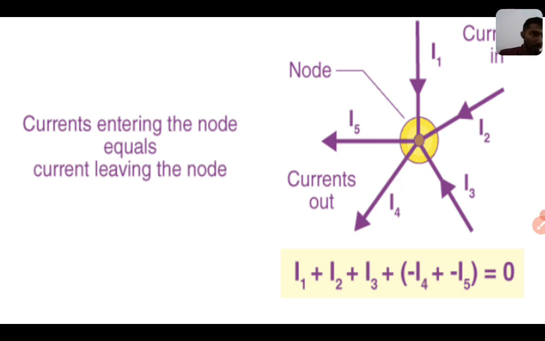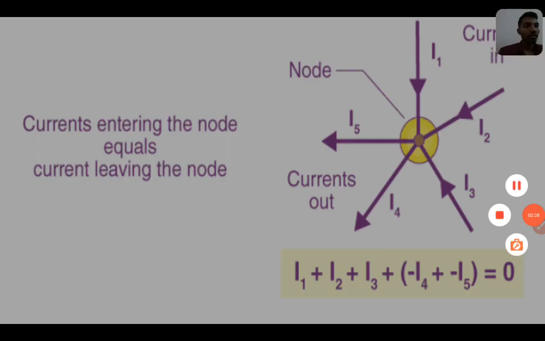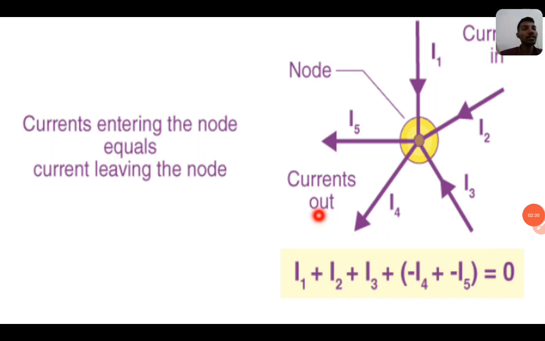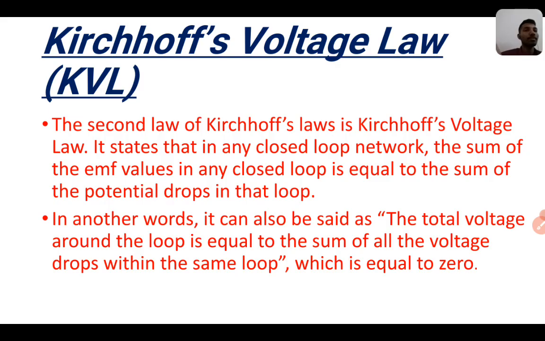That is Kirchhoff's first law. That is, I1 plus I2 plus I3 minus I4 minus I5 is equal to 0. That is, the sum of all the currents in a junction is equal to 0.